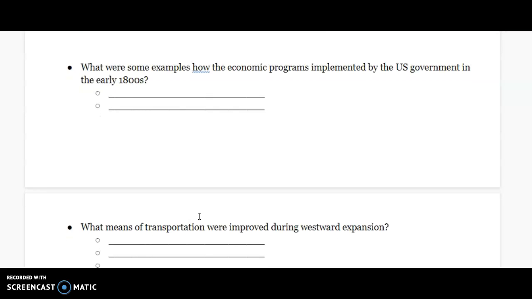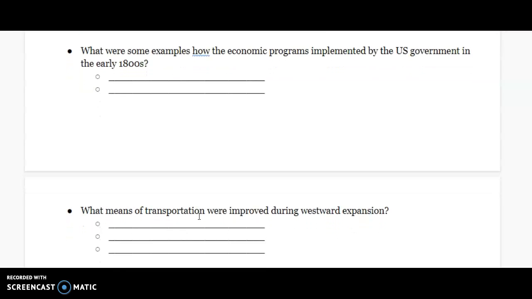So what are some examples of how economic programs implemented by the... Sorry, I think this is kind of a confusing question. What are some examples of how the economic programs implemented by the U.S. government in the early 1800s helped expansion? I'm going to add that. Sorry. So a couple things.